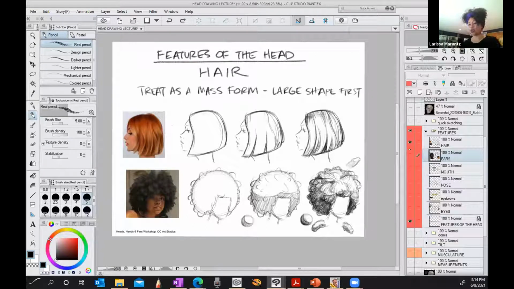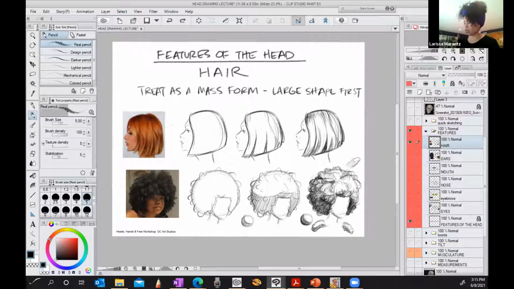Okay, and that silhouette can vary, whether a person has straight, wavy, curly hair or whatever. But if you can think of the shape overall, and you can design that shape in an interesting way when you're designing your characters, then you can start to break it down. So treat the hair as a mass of form, large shapes first, and then start dividing them into sections or locks of hair. I've got two examples here, straight and afro. So the idea at the top is that you've got your large shape, then you're starting to divide them into smaller sections like this.